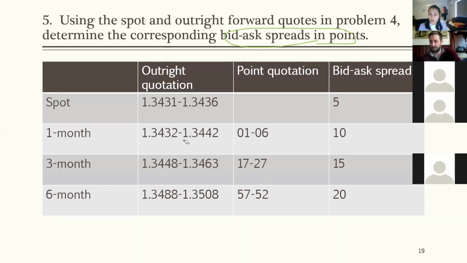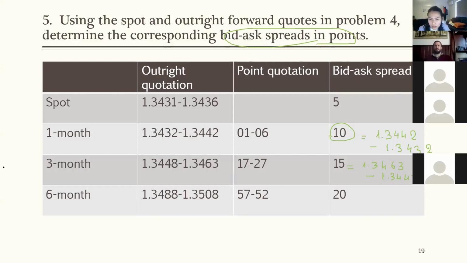So for example, if I want to compute the bid-ask spread for the 1 month forward contracts, what I do here is I take the ask rate, which is always greater than the bid rate, and I minus the bid rate, okay? So in this case, the ask rate is 10 points greater than the bid rate, okay? Similarly here for the 3 months maturity, I'm going to take 1.3463 minus 1.3448.